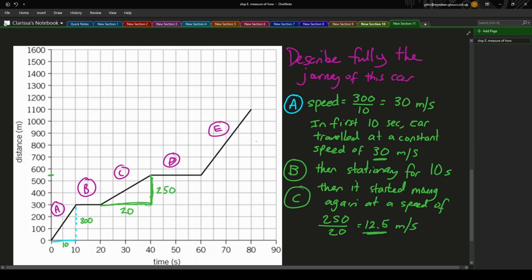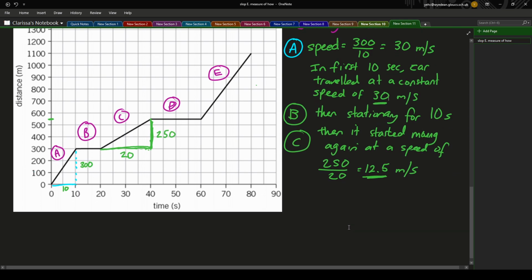And then notice what happened to the graph when our speed slowed down. The graph became less steep. The increase was less sharp. And then once again, we come across a flat, straight, horizontal line, where our distance isn't changing, even though our time is going up. So that's going to mean it stopped again. Stopped for how long? It was between 40 and 60 seconds. So it stopped for a total of 20 seconds.